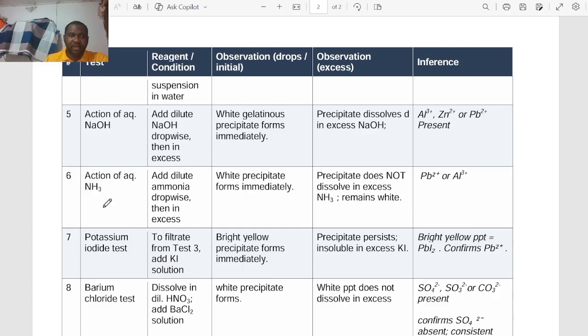Now in the case of aqueous ammonia, when you add dilute ammonia dropwise and then in excess, a white precipitate is formed, right? But this white precipitate does not dissolve in excess ammonia. It remains white. So lead and aluminium do not dissolve. As a matter of fact, this is what differentiates zinc from the rest. It is only zinc among all of them that dissolves both in excess sodium hydroxide and also in excess ammonia. So we are suspecting a lead ion or aluminium ion present. You write present, but this is not a confirmatory test.